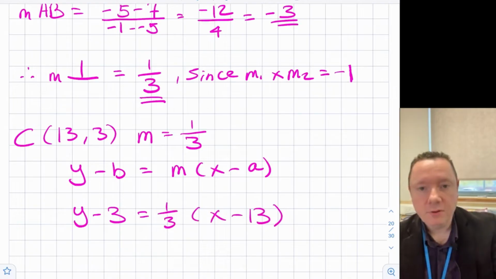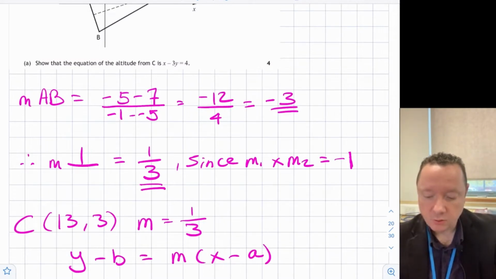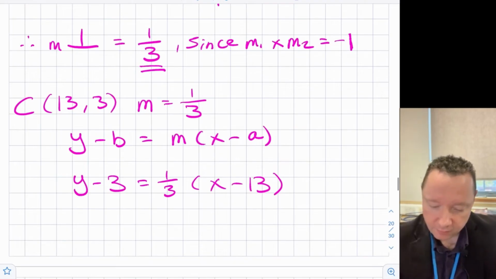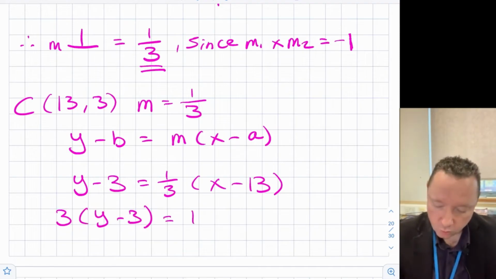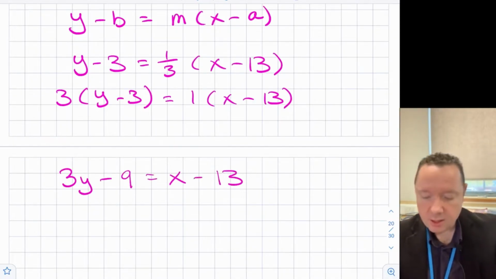Now, if we go back to the question, you'll see that it's not written in the form y equals mx plus c. It's written as x minus 3y equals 4. So we're eliminating fractions here, which we'd normally do anyway. To eliminate a fraction, we can just times this whole side by 3, and that will leave 1 of this side. So let's just do that. 3 bracket y minus 3, remember your bracket, equals 1 times (x minus 13). Multiplying out our bracket, we get 3y minus 9 is x minus 13.